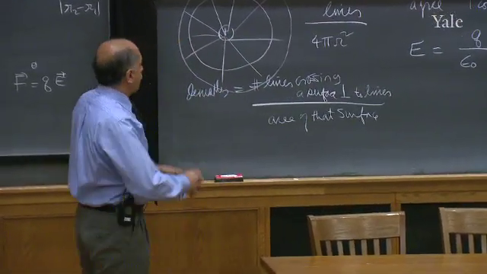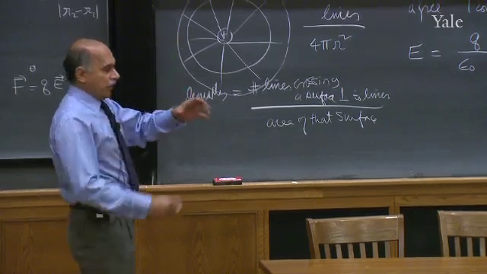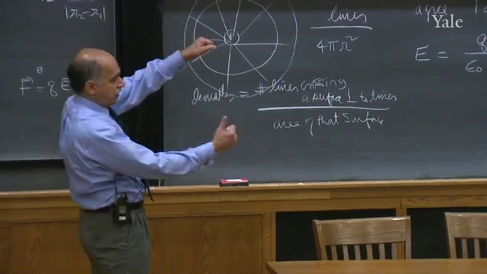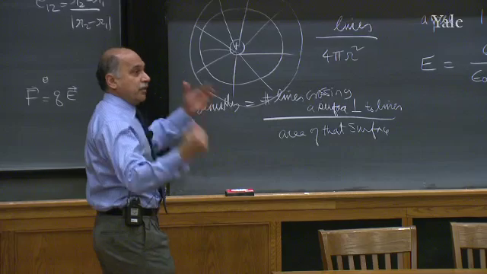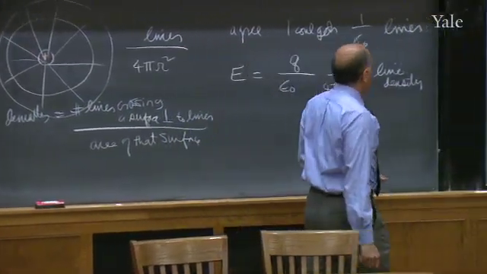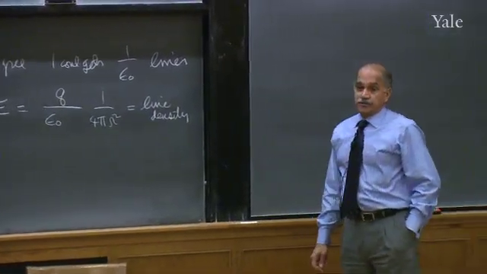Now you are really set. If you draw pictures this way, you can go as far as you like from this charge. Simply take a unit area with you, take a piece of wood, 1 meter by 1 meter, put it there, see how many lines cross. That is equal to the electric field at that point. So this is the way one likes to visualize field lines.